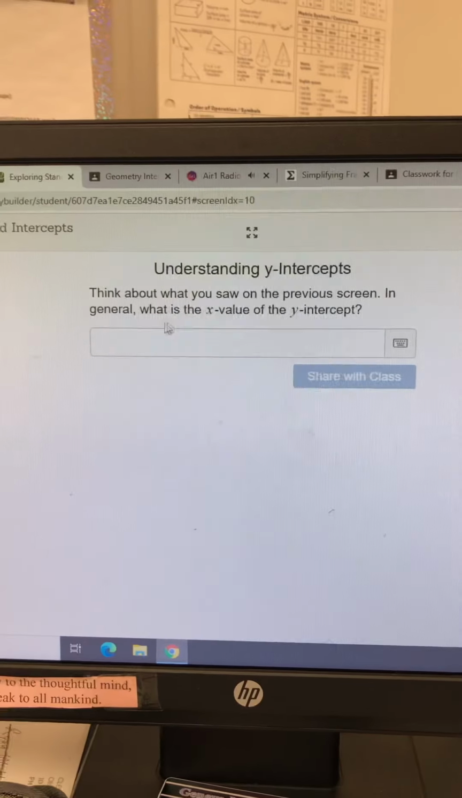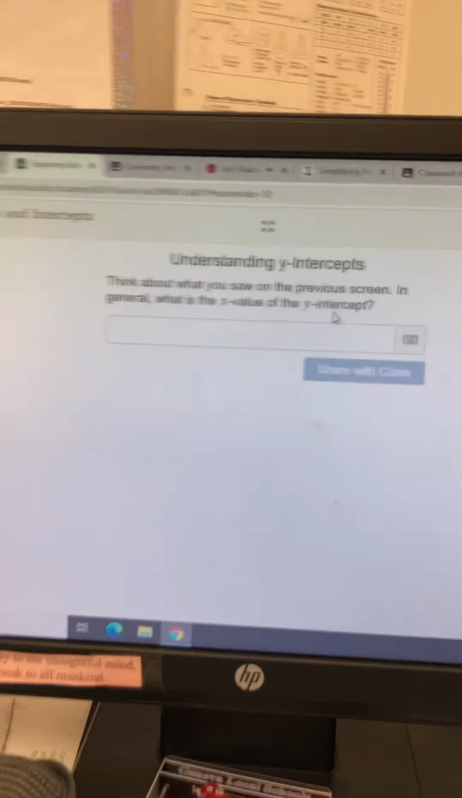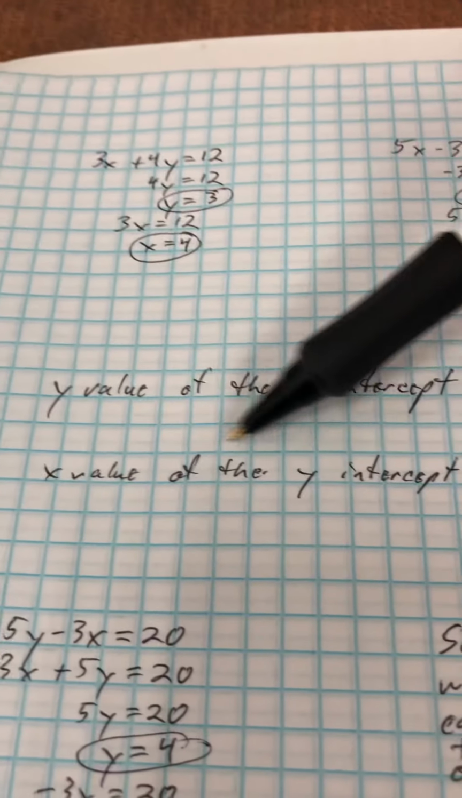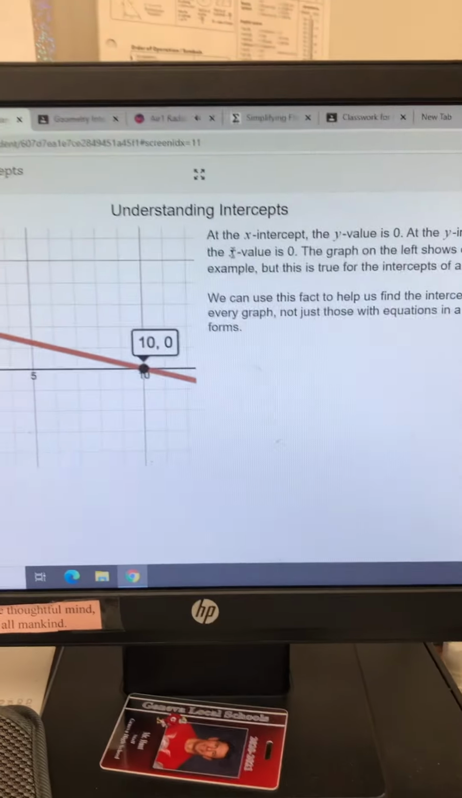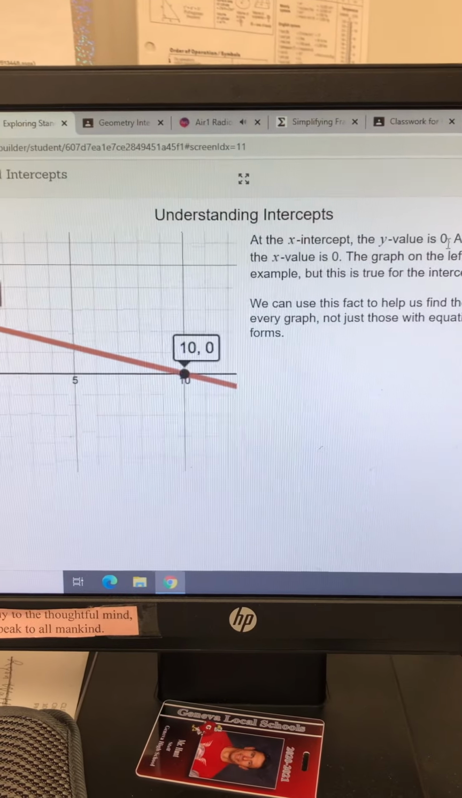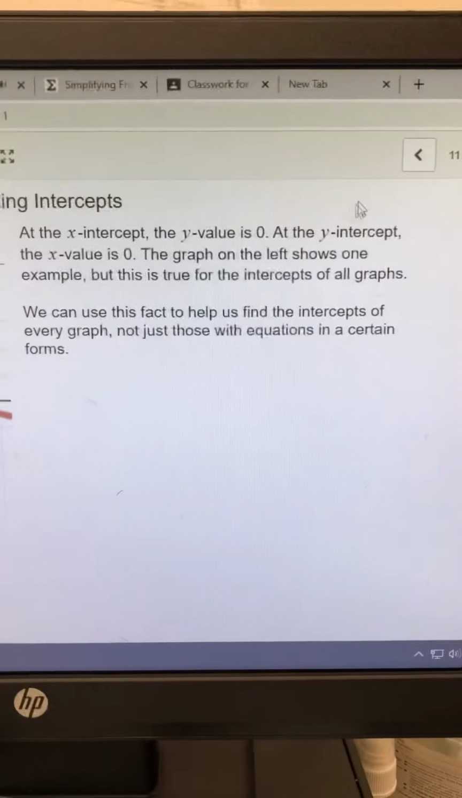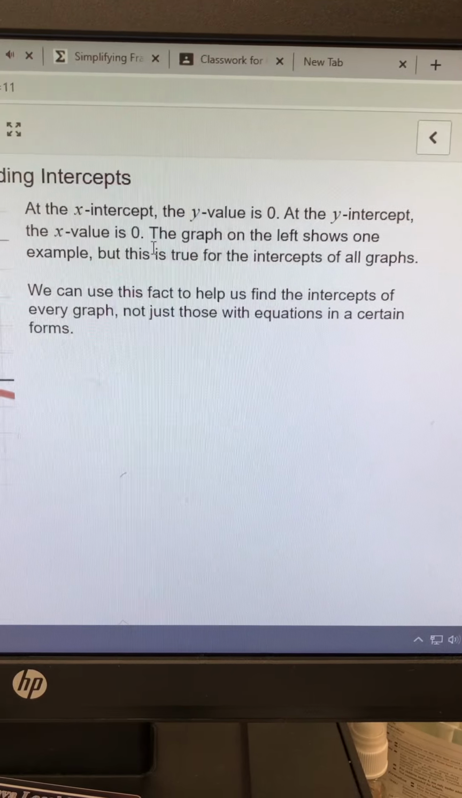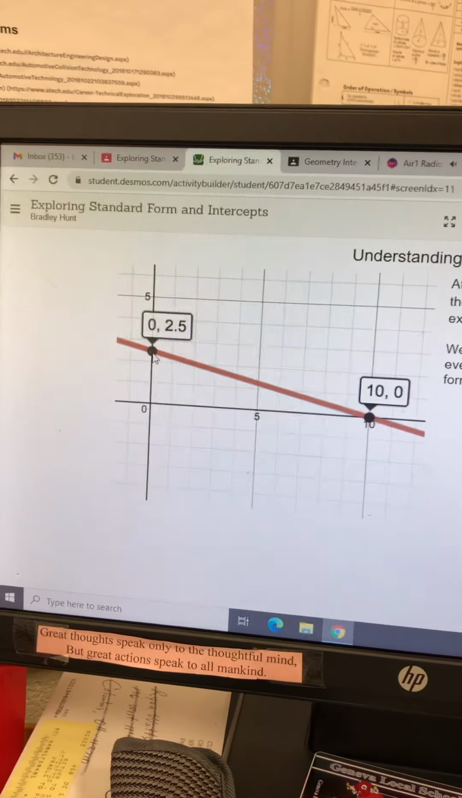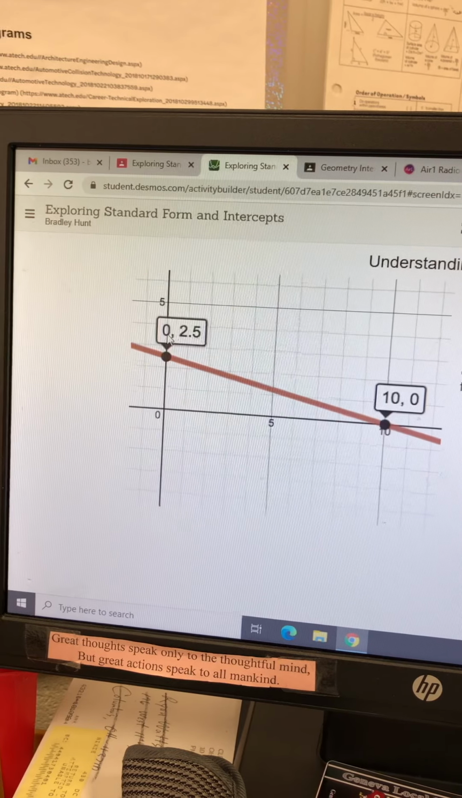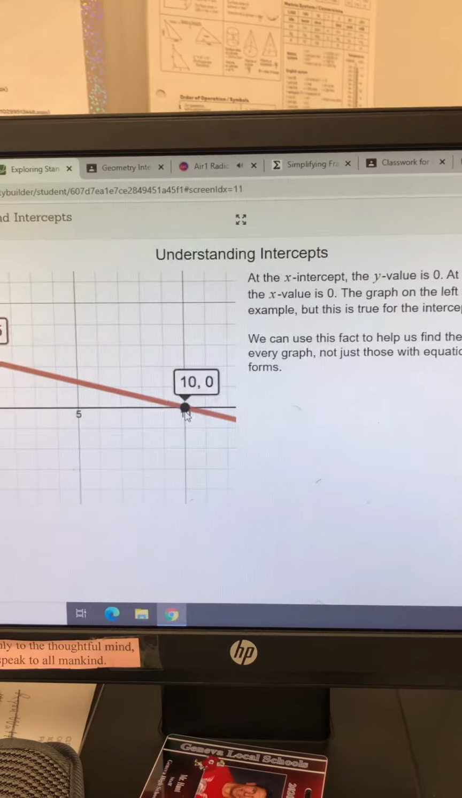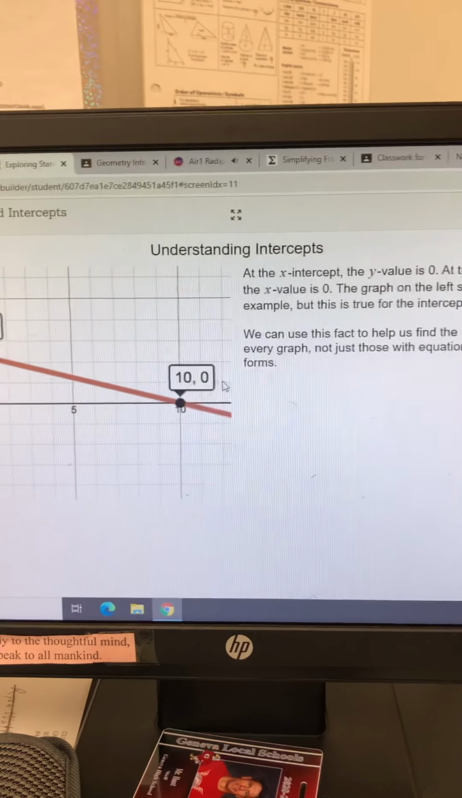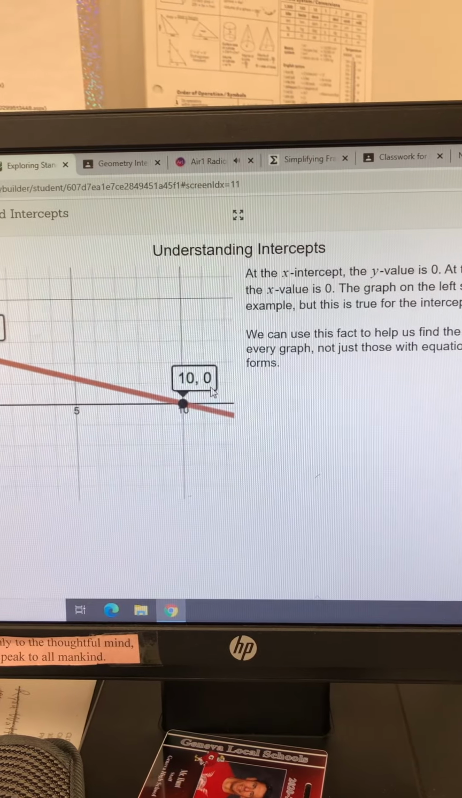So in general, what is the x value of the y-intercept? The x value of the y-intercept is 0. So at the x-intercept, the y value is 0. That's what we just said. And at the y-intercept, the x value is 0. So you have your y-intercept 2.5, the x value is 0. That's their example. At this point on this line, the x-intercept is 10, so that means the y value is going to be 0. All right?